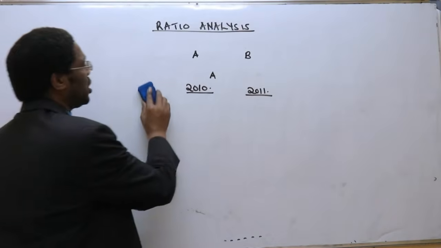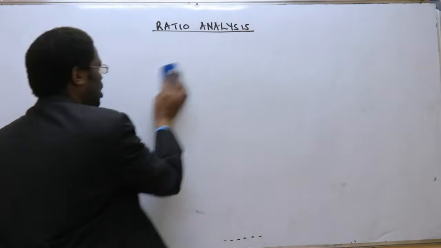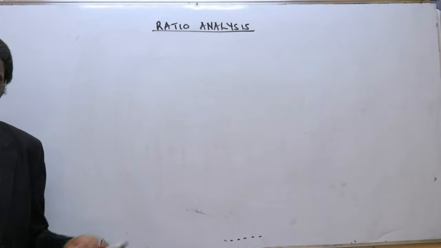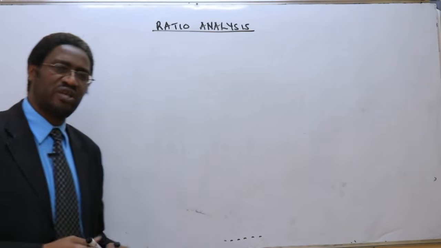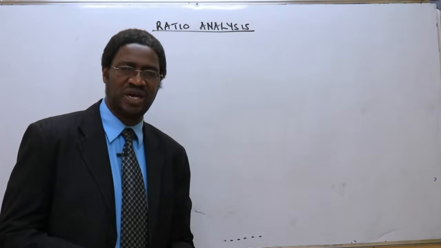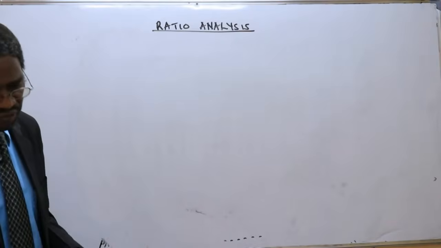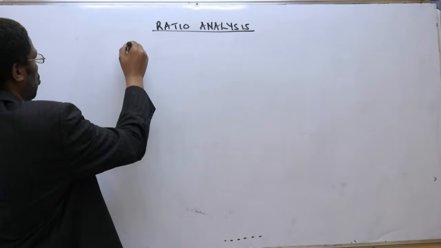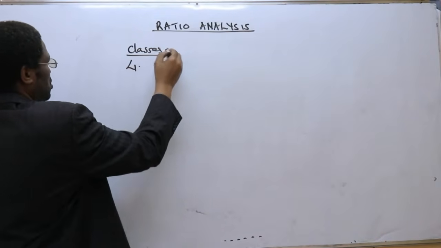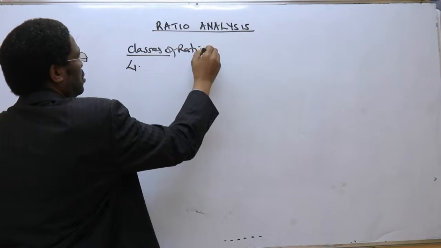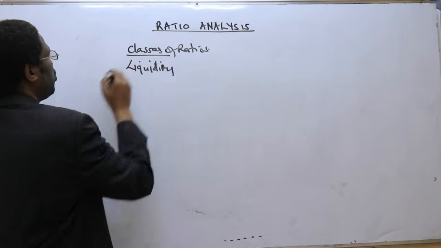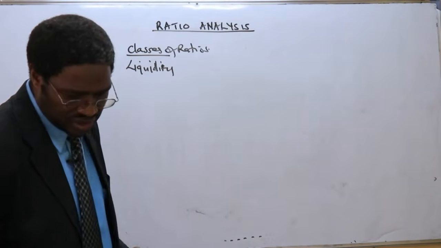So now we want to look at what are some of the ratios that a business or a company can calculate. Before we compute the ratios, normally ratios are classified into different categories. So the following are the classes of ratios. We have what we call liquidity ratios. That's the first one.